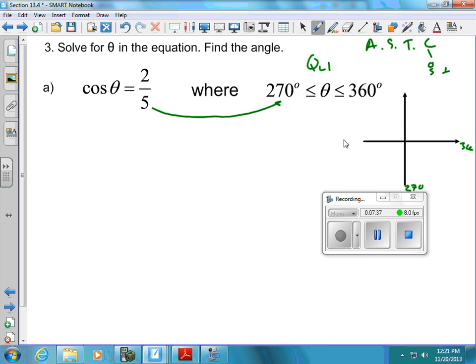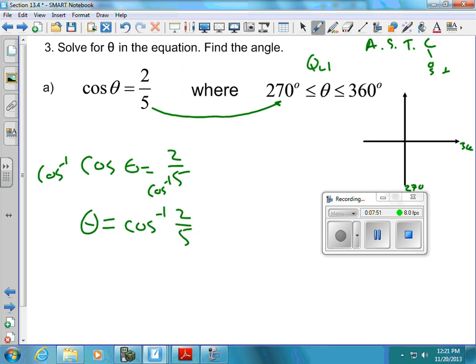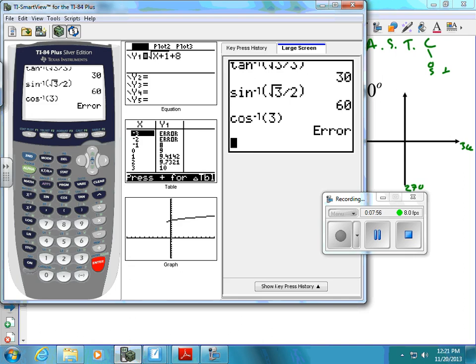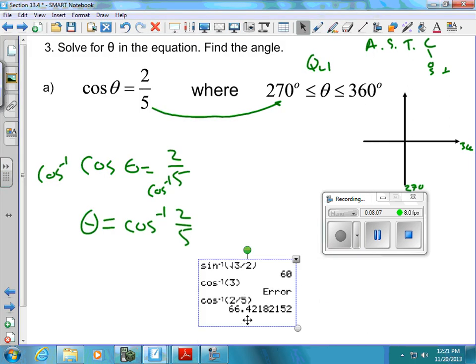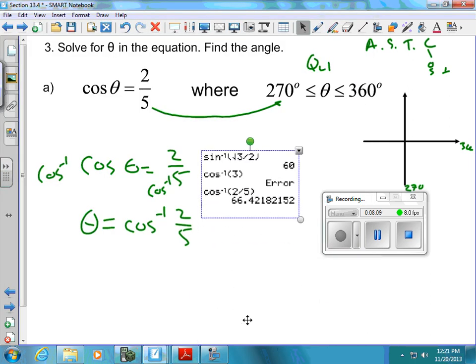First things first, we have to isolate theta. We do that by taking inverse cosine of both sides, and theta is the arc cosine, the inverse cosine, of 2 over 5. I don't know if any special triangle has a 5 or 2 in it, so I'm just going to go to my calculator. I'm going to do the arc cosine of 2 over 5, and I get 66.42.